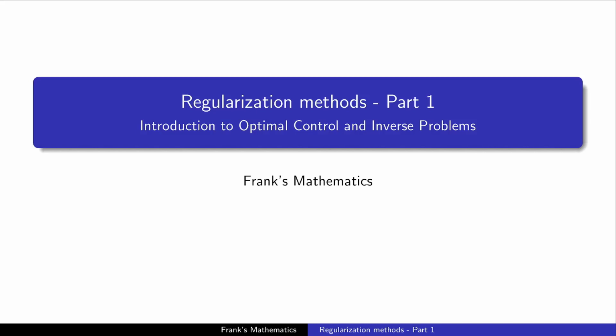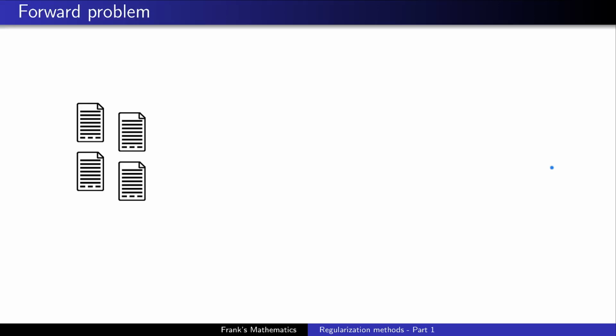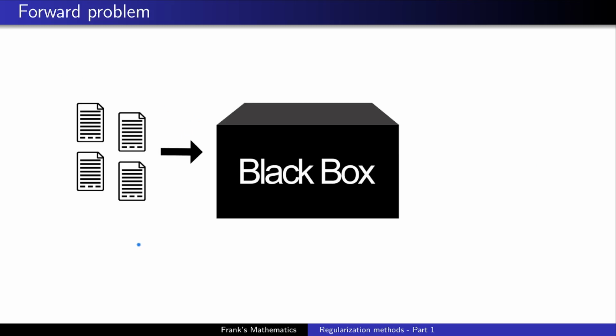Before we start to define optimal control in inverse problems, we have to start very basic and introduce the so-called forward problem. Assume that you have given a bunch of data which is symbolized by these pieces of paper here, and you have a black box which processes these data and produces some output. You can see this schema here. You have the input, which goes into the black box, and out comes the output.